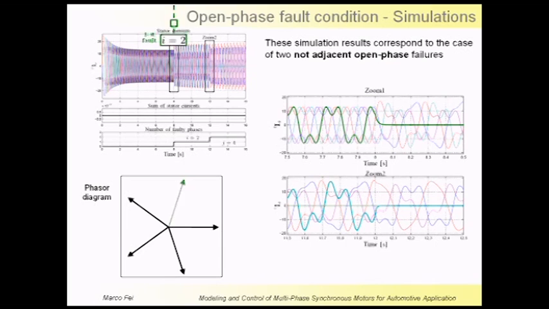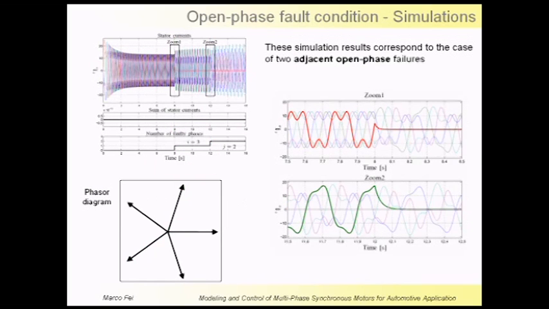Note that the first fault occurs on the second phase at a time of 8 seconds, and the current falls down to 0. And when the second fault also occurs on the fourth phase, its current also goes down to 0. So in this case, we have only 3 currents to generate torque in the motor. In this second simulation, two adjacent open phase failures are simulated. Also in this case, when the faults occur, the current goes down to 0.